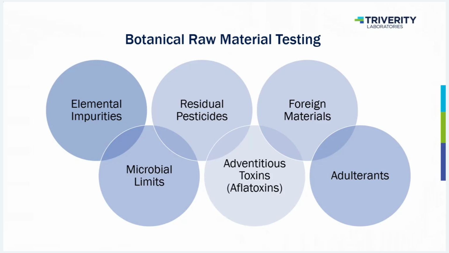So the requirements for botanical raw material testing are elemental impurities, so heavy metals like the top four: mercury, arsenic, lead, and cadmium, residual pesticides, foreign materials, microbial limits, aflatoxins, and adulterants. And these are what are specifically called out in the botanical drug development guidance.